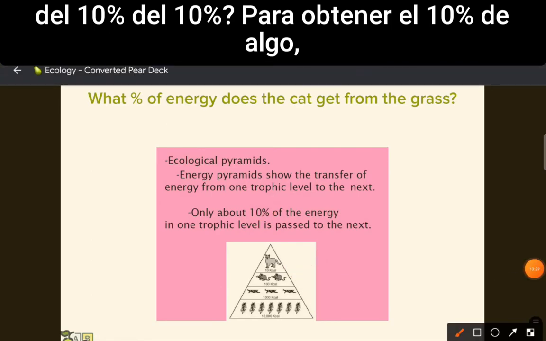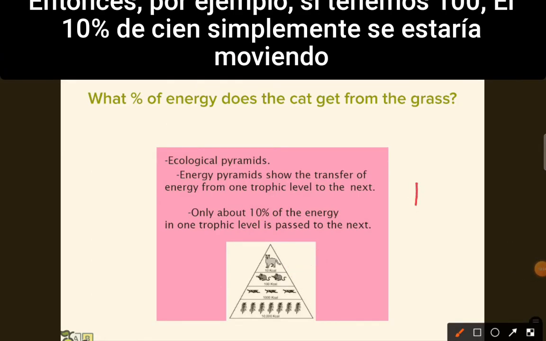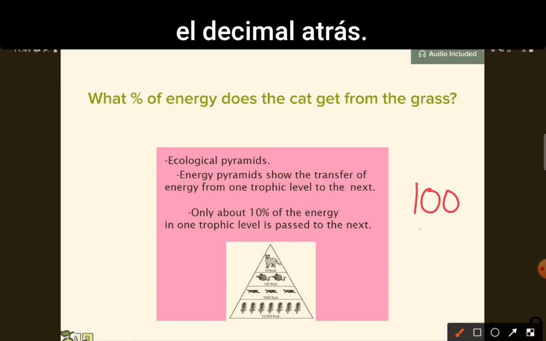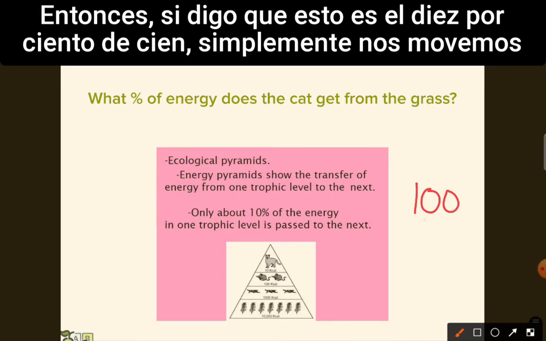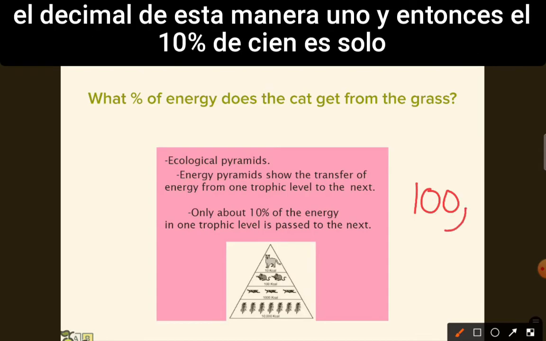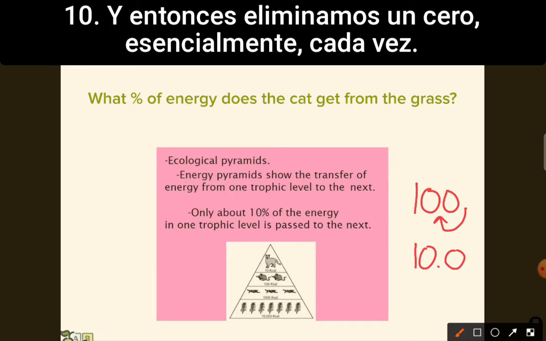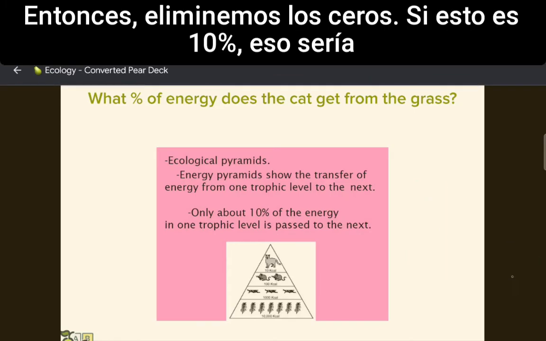To get 10% of something, you just go back one decimal. So for example, if we have 100, 10% of 100 would just be moving the decimal back. So if I said this is 10% of 100, we just move the decimal this way 1. And so 10% of 100 is just 10. And so we remove a 0 essentially each time. And so let's just remove zeros.